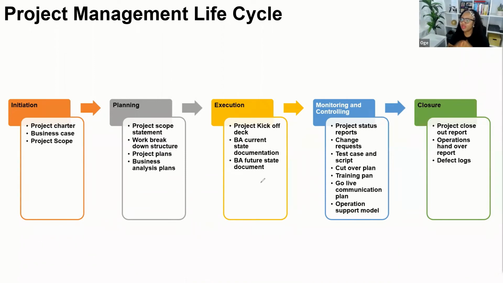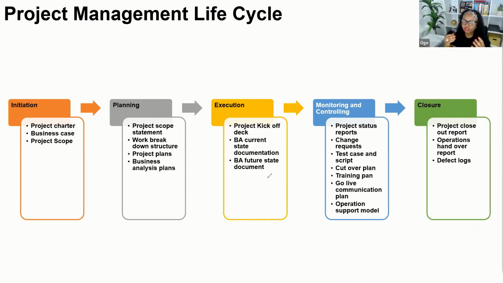So during execution, you are actually working out the plans you defined. And of course, you're updating your plans and you are still working on your current state document, and different things could come out of it. You are also working on your future state document, performing gap analysis. And you also continue during monitoring and controlling. Between execution, monitoring and controlling, you are doing a whole lot of things. You are doing change requests if your requirements are changing. You are documenting your requirements also during your execution. I didn't note it here, but please note that.